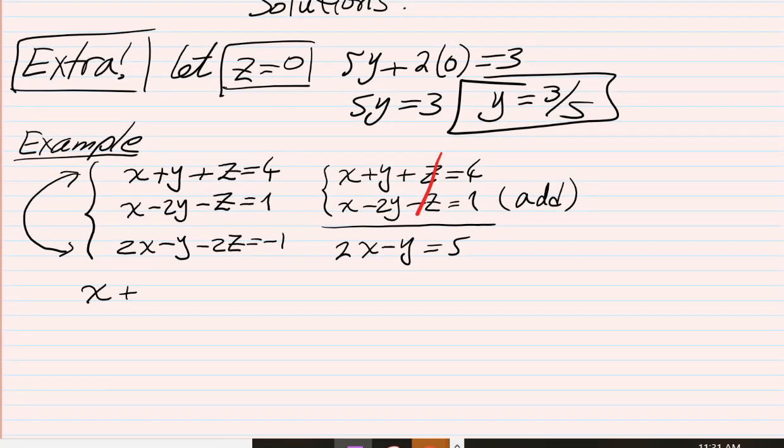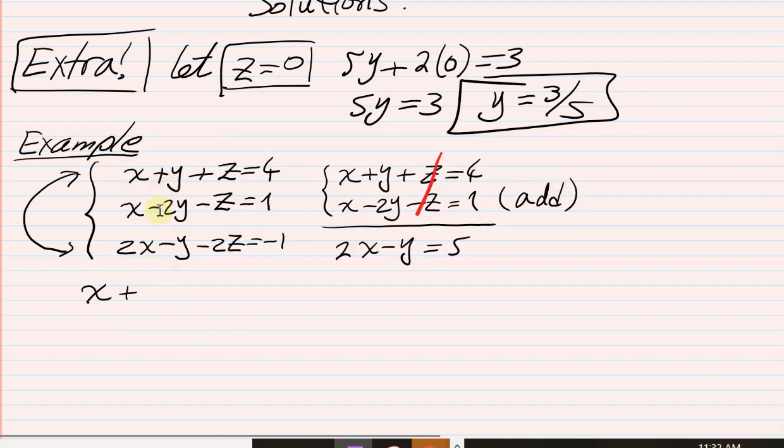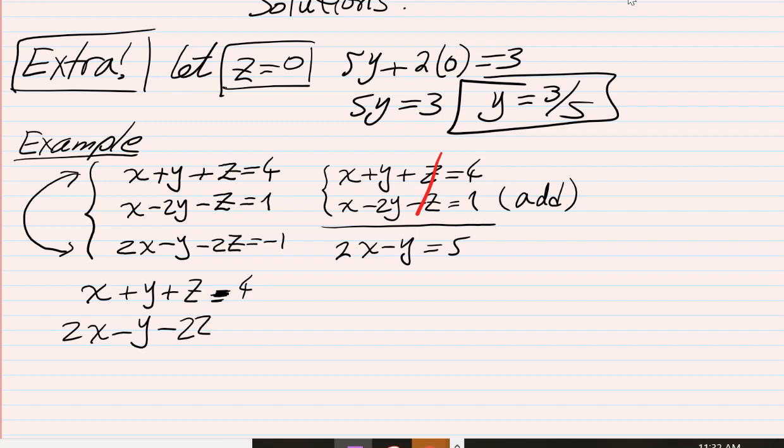You cannot change and say, well, it's easier to get rid of the y's, for example. Let's say, you see right in here, you see the y's. Those are easier to eliminate, but since we decided on eliminating z, we have to stay with that. So x + y + z = 4, and in the third equation, this is 2x - y - 2z = -1. You see how easy it is to eliminate the y here, but still we have to eliminate the z.